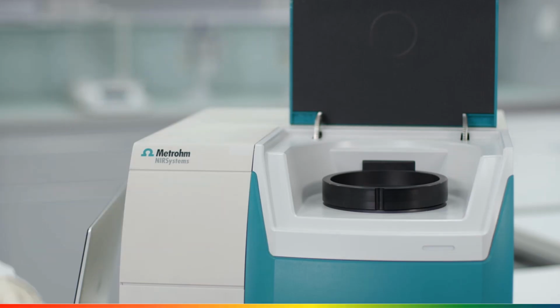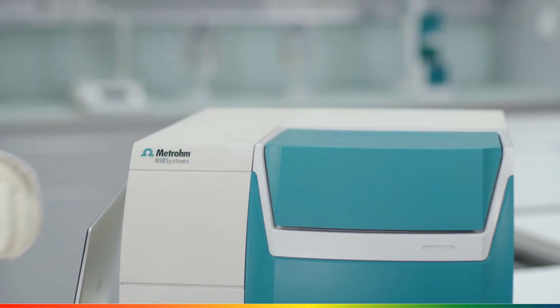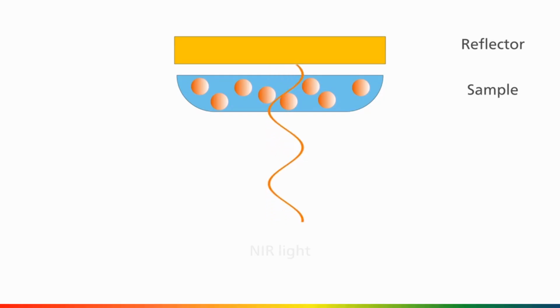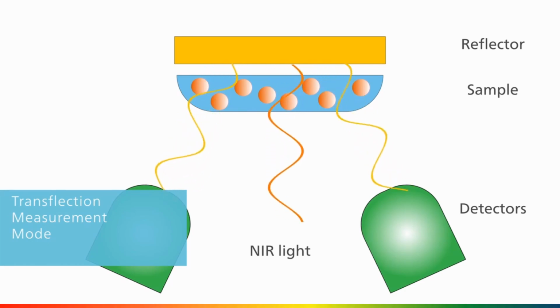The transflection mode is most suitable to measure creams, pastes, and gels. This mode combines transmission and reflection. A reflector is placed behind the sample, which reflects any unabsorbed NIR light back to the detector.